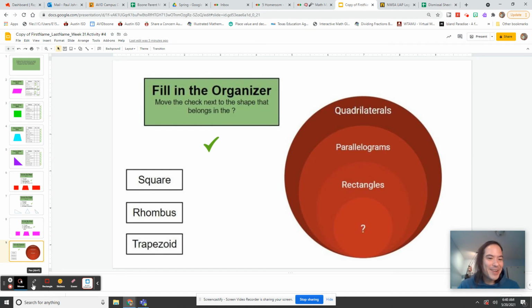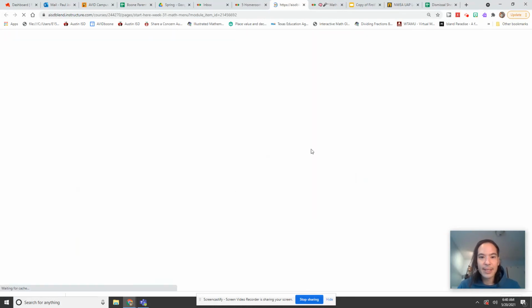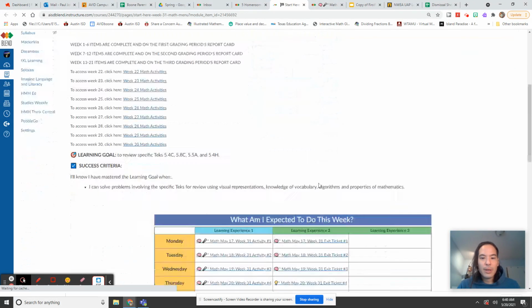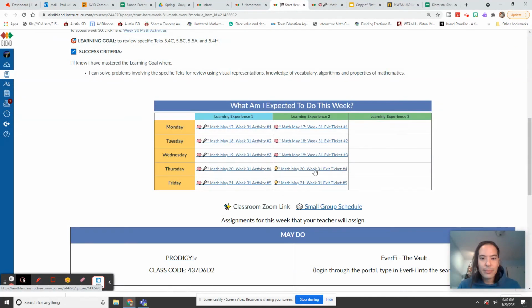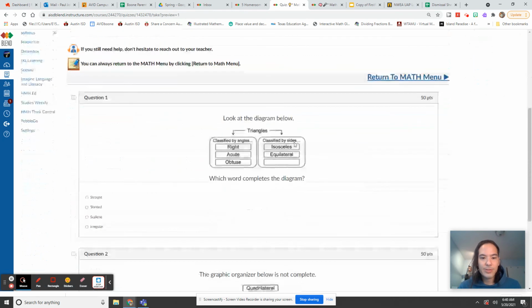All right. I think that's all for the activity, and then after that, let's take a look at the pre-quiz. Oh, today's Thursday. It's a real quiz. Okay, so today's quiz is for grade. All right, so you have two chances. Just do your best. Look at the diagram below.